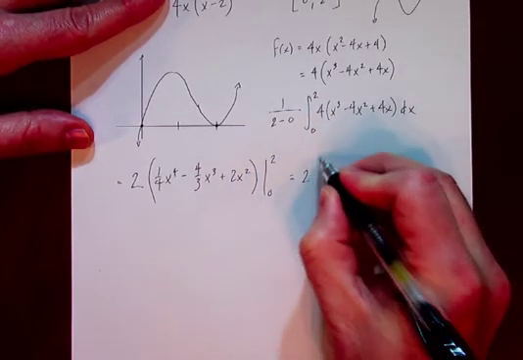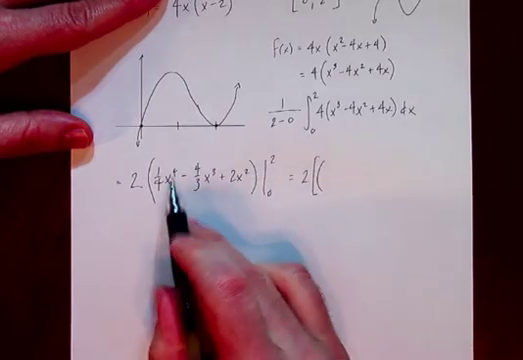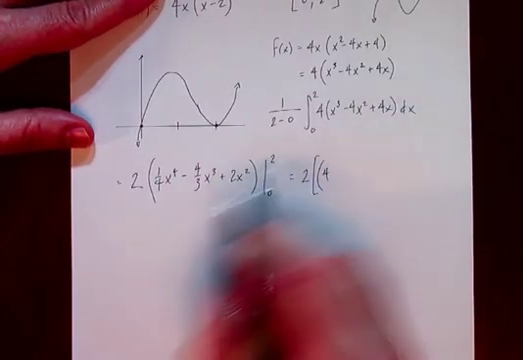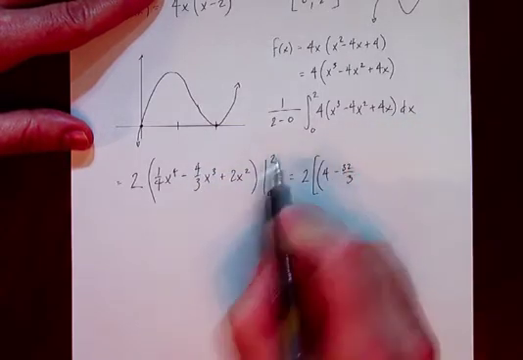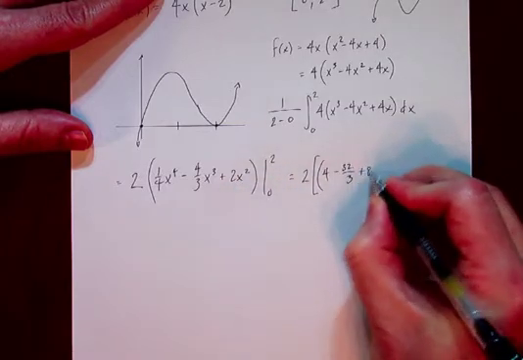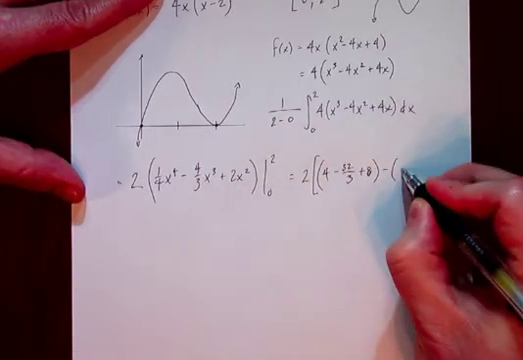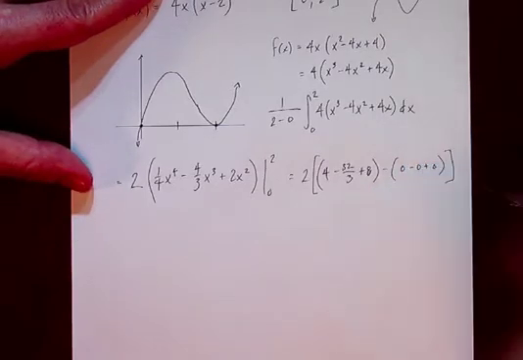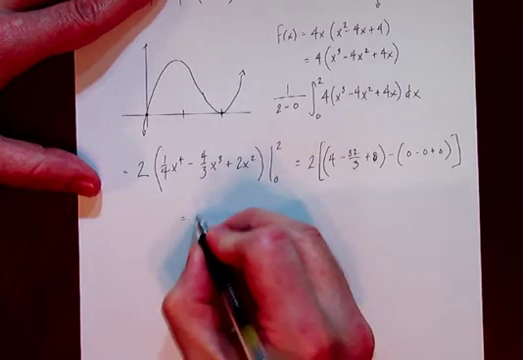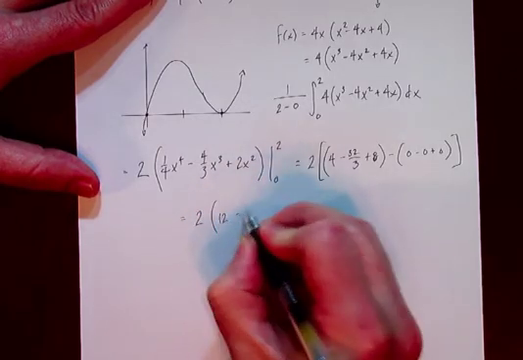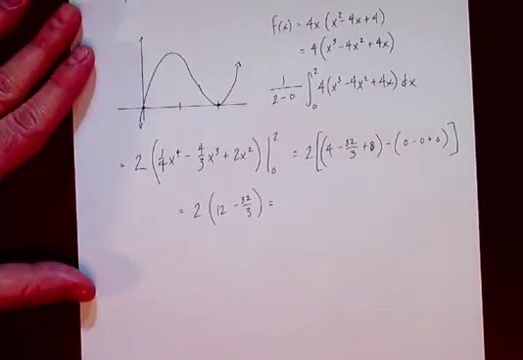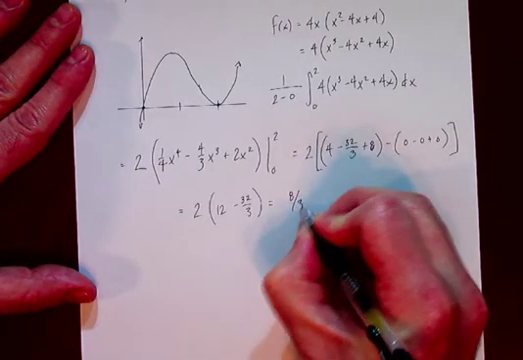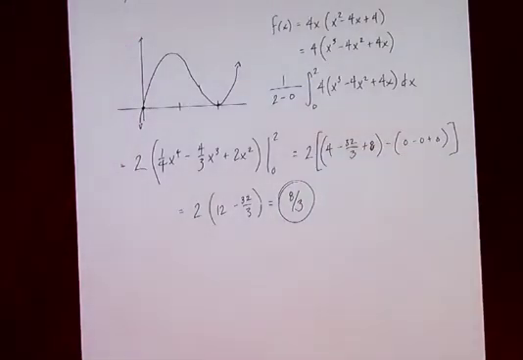Now, that means that when I plug in 2, 2 to the 4th is 16, divided by 4 is 4. 2 to the 3rd is 8, times a negative 4/3 becomes negative 32/3. 2 squared is 4 times 2 is, of course, 8. And when I plug in the zeros, it's going to be 0 minus 0 plus 0. Isn't that fantastic? Okay, so I have 2, and then 12 minus 32 thirds. Well, 12 is 36 thirds. So 36 thirds minus 32 thirds is 4 thirds, times 2 is 8 thirds. My average function value should be 8 thirds.